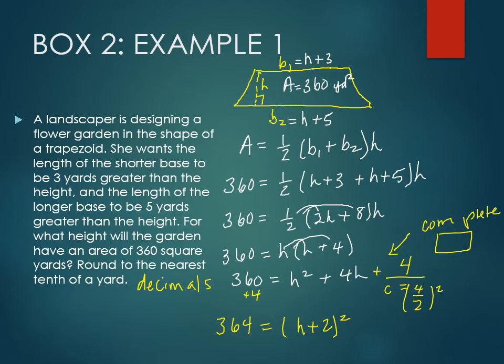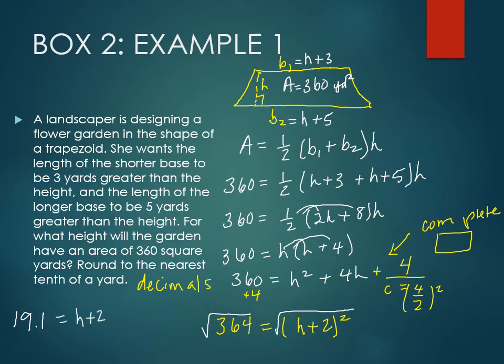And how do I solve that? Square root. I'm going to take the square root. So in the calculator, I'm going to type 364 and press the square root button. It says you're rounding to the nearest tenth of a yard, so that puts me at 19.1. Equals H plus 2.